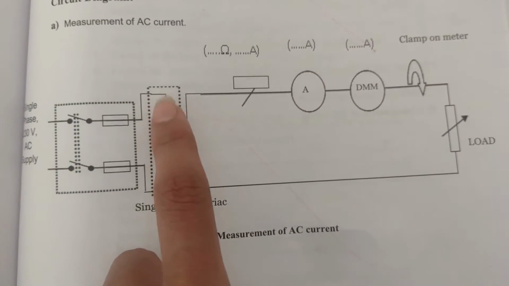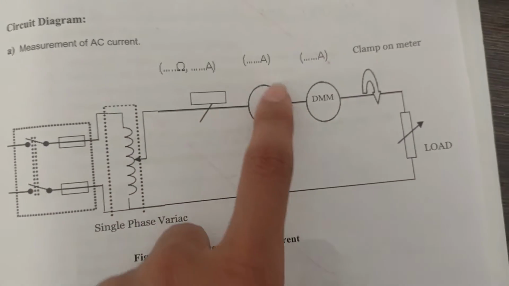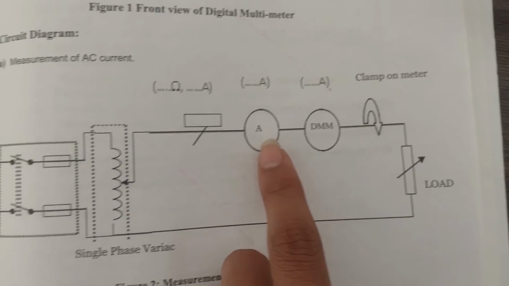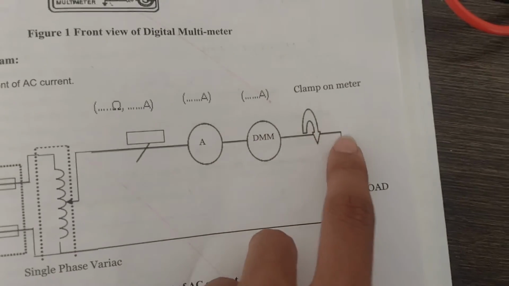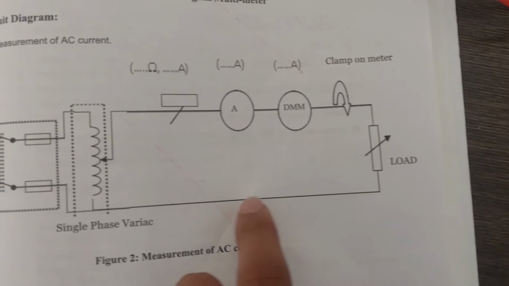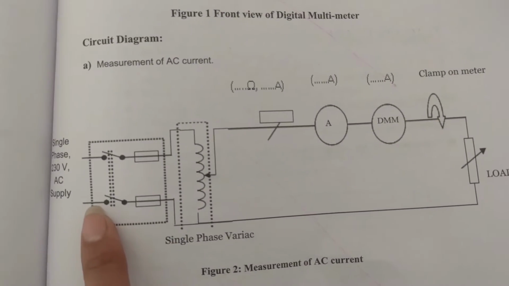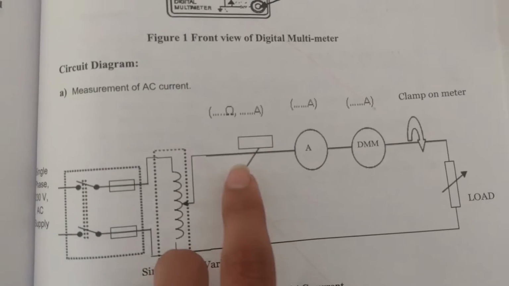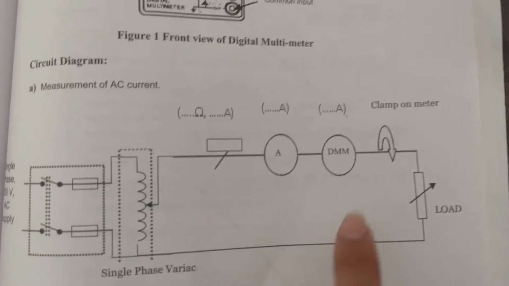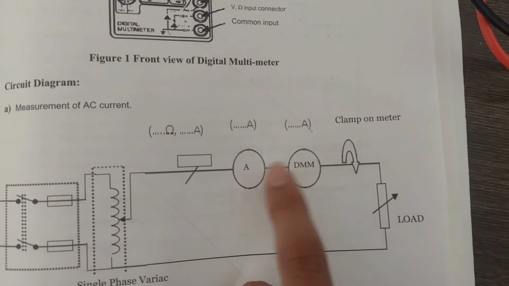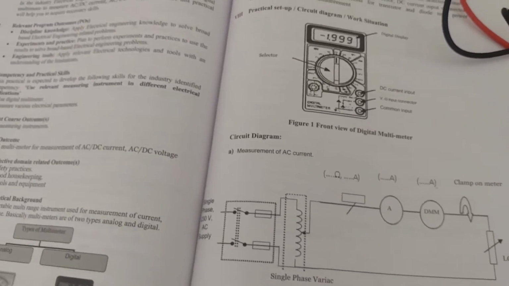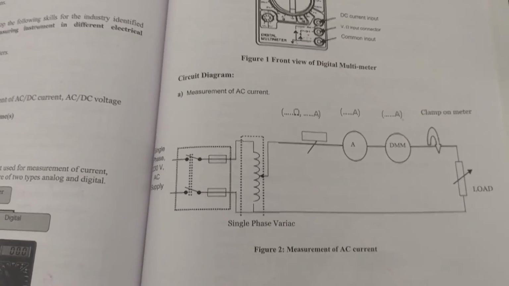The phase terminal of this auto transformer is directly connected to the common terminal of this ammeter. Then the range terminal of this ammeter is connected to the first terminal of this load bank. Then the second terminal of this load bank is connected to the neutral terminal of this auto transformer. Here this is the rheostat. Rheostat is optional. Then we can connect the digital multimeter for measuring the AC current, as per this circuit diagram.